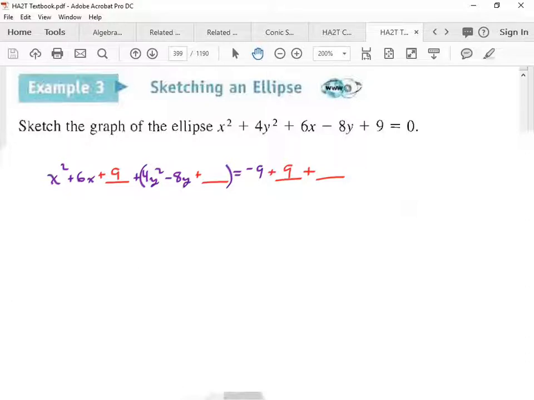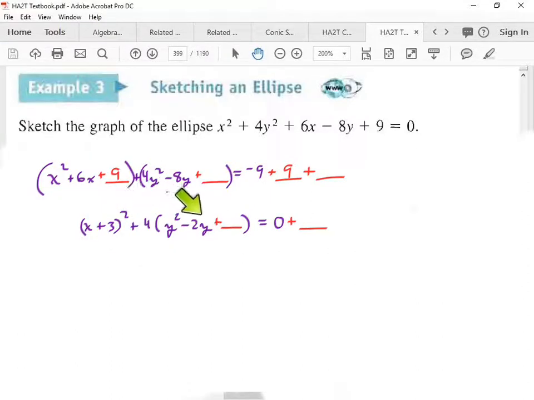So let's rewrite what we have now. We're gonna go ahead and factor our x polynomial right here. That would be x plus 3, and we square it. And on this one, I'm gonna take the 4 out. Then we still have our plus blank right here. And this side I have a 0, and I have another plus blank still. I still got to take care of that other plus blank.